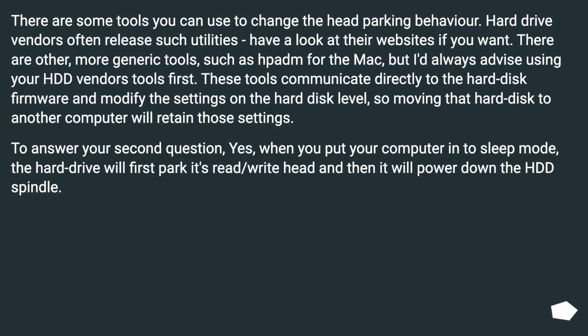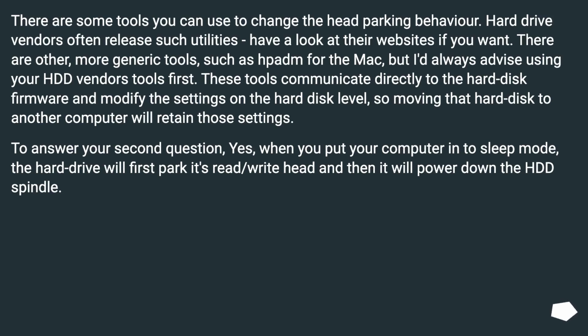There are some tools you can use to change the head parking behavior. Hard drive vendors often release such utilities, have a look at their websites if you want. There are other, more generic tools, such as S.M.A.R.T for the Mac, but I'd always advise using your HDD vendor's tools first. These tools communicate directly to the hard disk firmware and modify the settings at the hard disk level, so moving the hard disk to another computer will retain those settings.